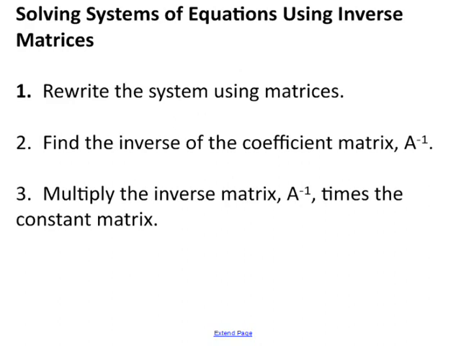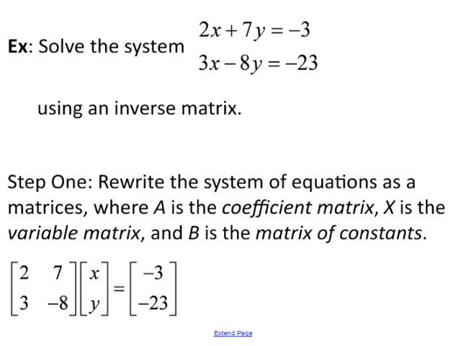We learned how to multiply matrices, so there's nothing different there. The things that we're going to multiply, we're going to take the inverse that we just found and the constant matrix. So let's give you an example here. Solve the system. We have 2x plus 7y equals negative 3. 3x minus 8y equals negative 23.